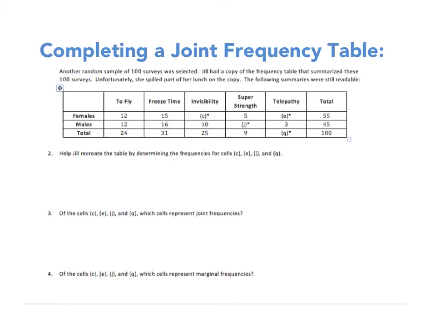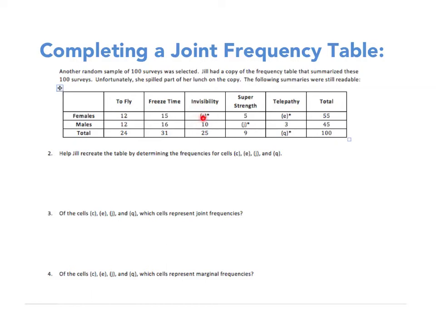So this question says another random sample of 100 surveys was selected. Jill had a copy of the frequency table that summarized these 100 surveys. Unfortunately, she spilled lunch on part of her copy. Oh no. The following summaries were still readable. So this is a survey that tallied females and males and their votes on what their favorite superhero power would be. So we need to help Jill recreate the table by determining the frequencies for cells C, E, J, and Q. And how you can do this is you need to work backwards.